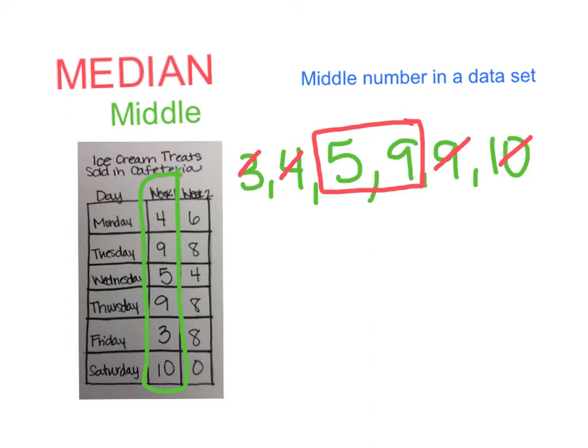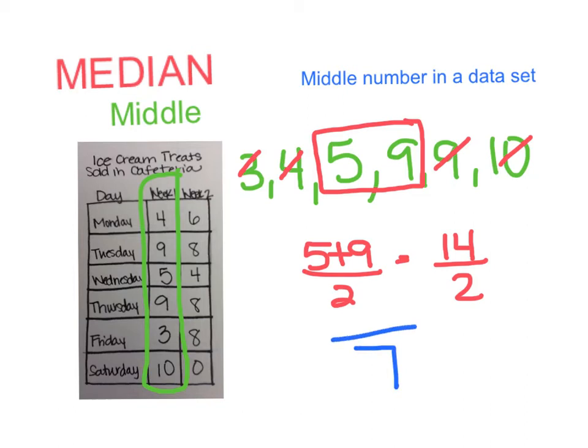However, you're going to start working with data sets that do not work out that easily. So you just find the average. Well, as stated previously, to find the average, you add these up. So you would take 5 plus 9 and divide it by 2 because you're working with 2 numbers now. So that is the same thing as 14 divided by 2, which is 7. So the median of the number of ice cream treats sold during week 1 would be 7.